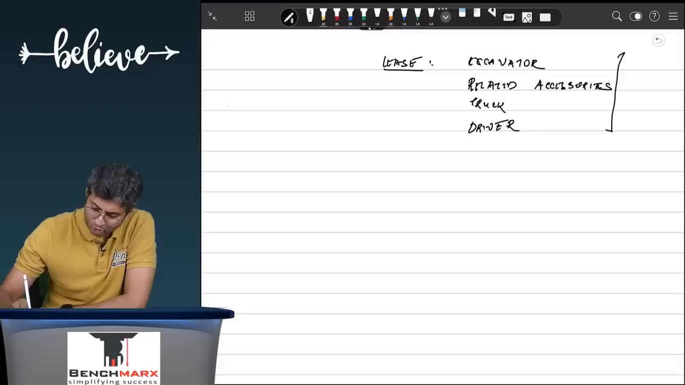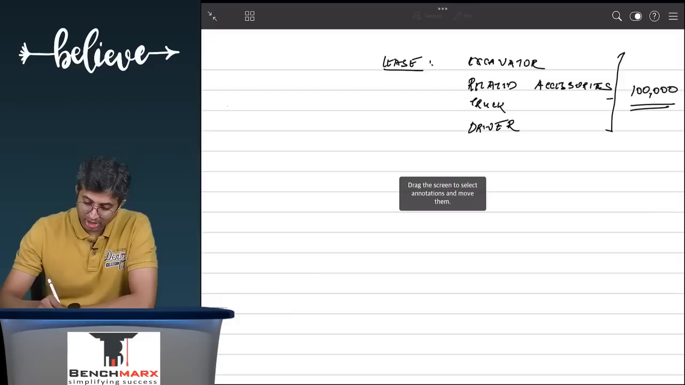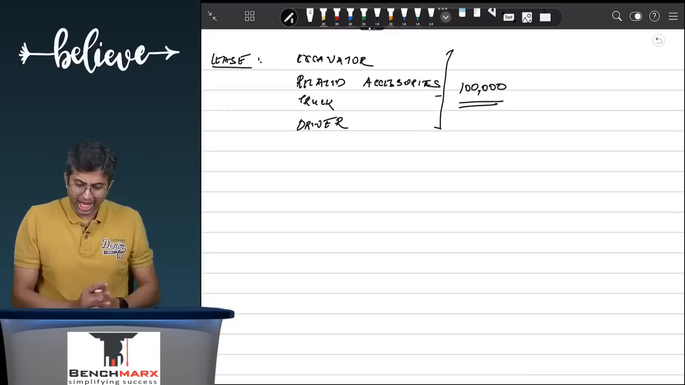Now, the question arises, can you show this as a single asset? The answer is no. Over here, you will have to segregate between the different lease components and the non-lease components. What do you mean by lease components? These are components which have an underlying asset, like the excavator itself. The related accessories are also underlying assets.